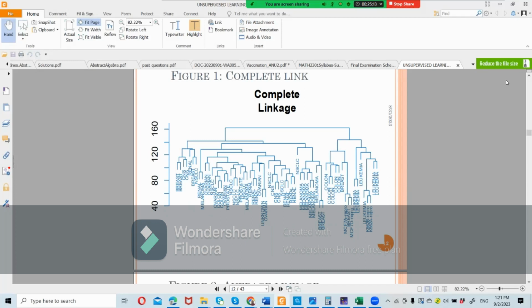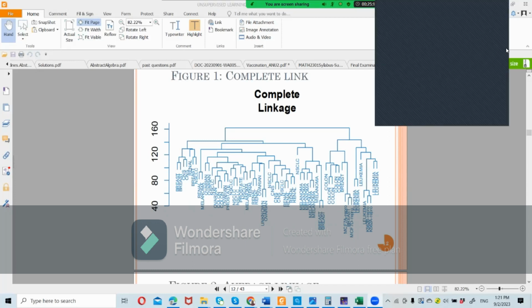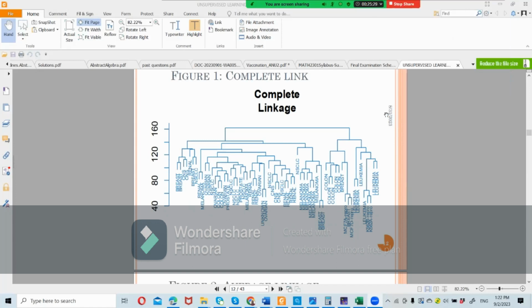Now, after conducting the analysis, this is a linkage, the hierarchical clusters that we have. We can see that those that are similar are clustered together, and we're able to know where they are grouped. That's for complete linkage.